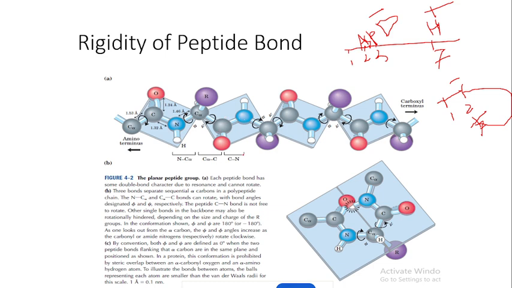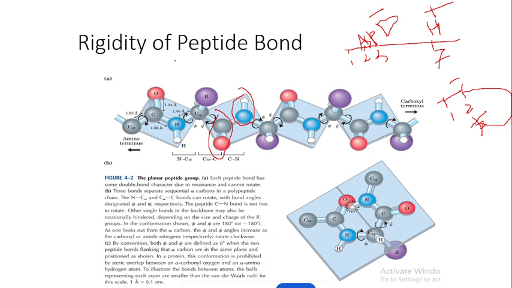C double O, NH: C double O of the previous amino acid and NH of the next amino acid. This bond is called the peptide bond, and this bond is rigid because it is planar, right? Because of this planar property, this bond cannot rotate. So it is rigid. That is called the rigidity of the peptide bond.